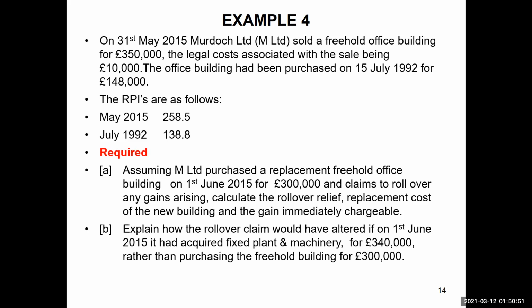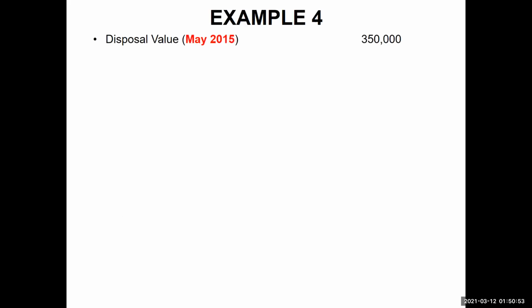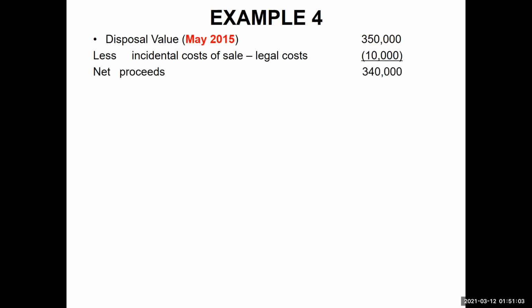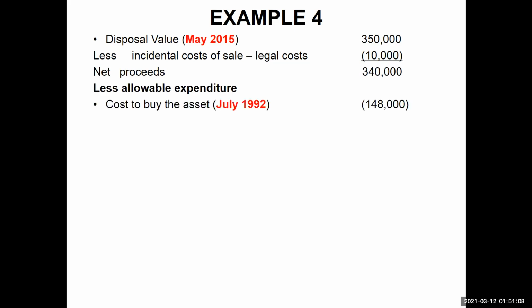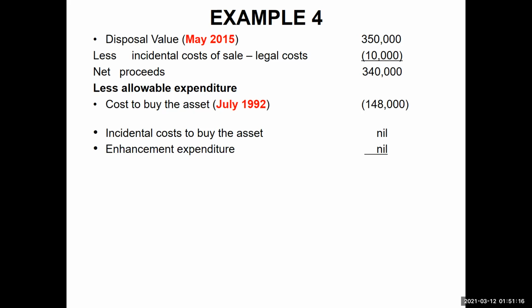So for item number A, what do we have? Disposal value in May 2015 was $350,000. The legal costs we incurred during the sale were 10,000. So we get to 340, right? Any allowable expenditure, the cost of the asset, we bought it in 1992 for 148,000. Any other incidental costs to buy, any enhancements? No, nothing. So we get a net unindexed gain of 192,000.